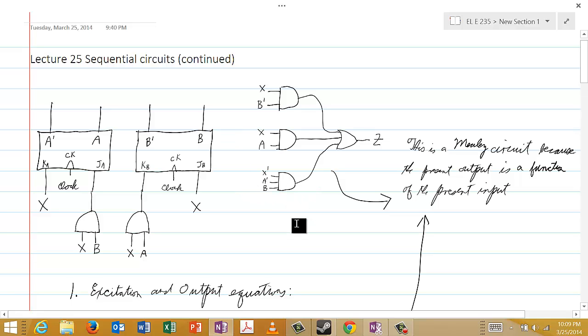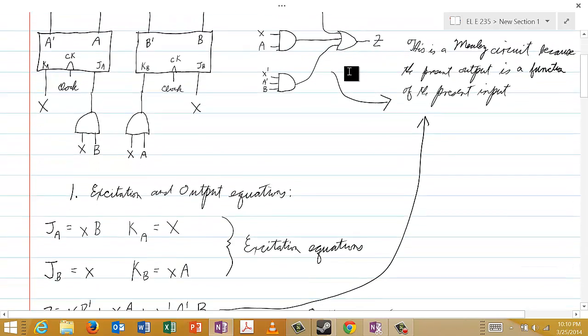Now, you can probably see from the second part of the figure that Z, the present value of Z, does depend on the present value of X. Remember, Z is the output of the sequential circuit and X is the input. And so since the present value of the output depends on the present value of the input, this is a Mealy circuit. Remember in lecture 24, we looked at a Moore circuit. Well, this is a Mealy circuit. And I'll go ahead and skip down just a little bit.